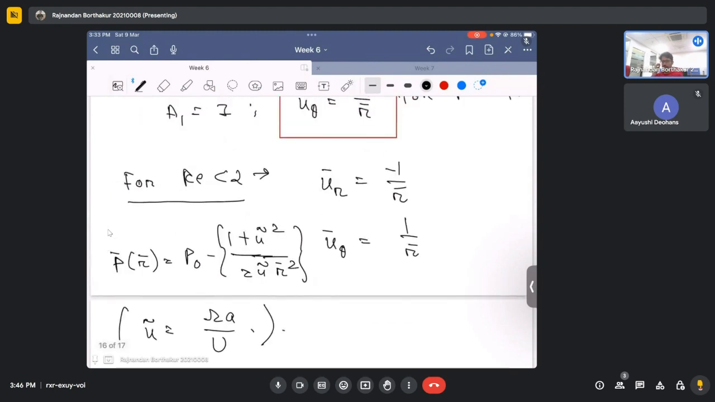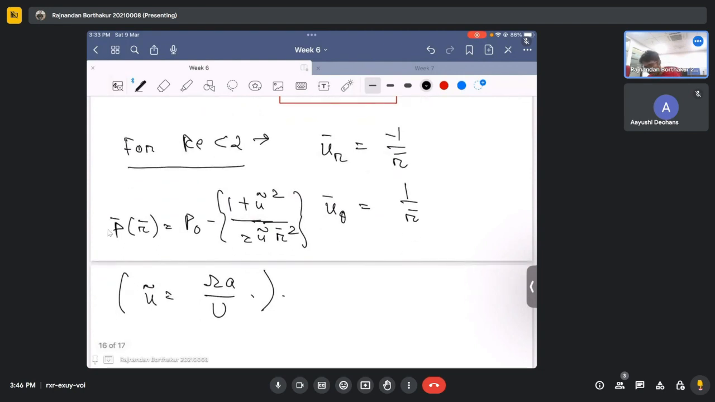All right, so this is the final answer to the question that they're asking for. They ask us for the velocity fields. These are the two velocity fields, and these are the two pressures, basically. So this is where the question ends.